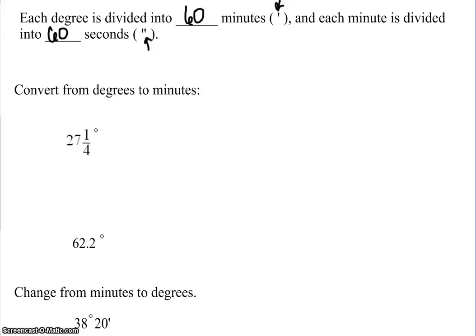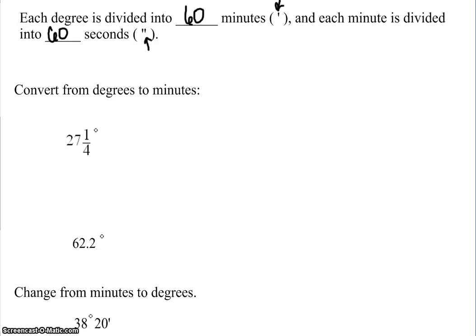So as I was mentioning previously, I probably would not say 27 and 1/4 of an hour. Just the same thing, I probably wouldn't say 27 and 1/4 of a degree. I'd probably try and convert that to the little parts. So think about it in hours. Well, how long is 1/4 of an hour? Well, how long is half an hour? Half an hour is 30 minutes, so a quarter of an hour must be 15 minutes.